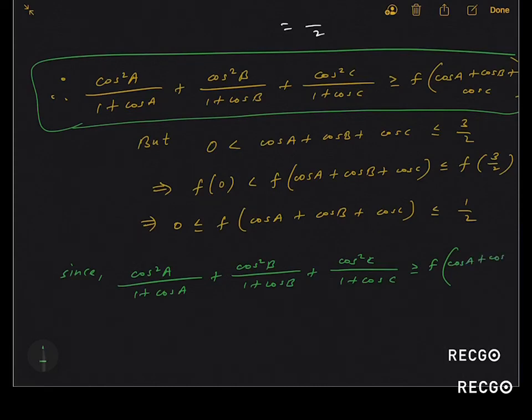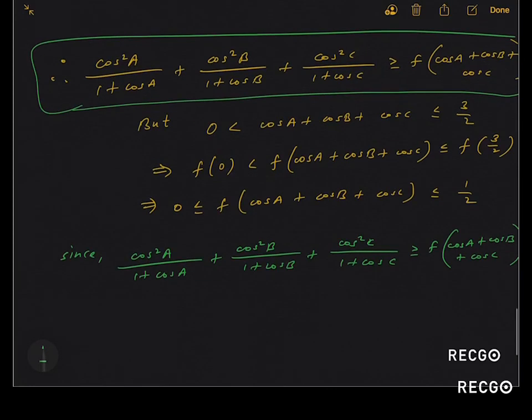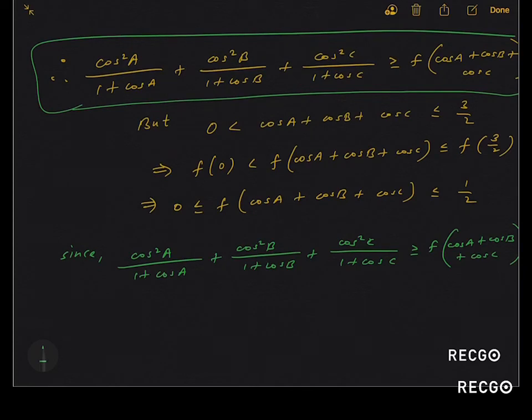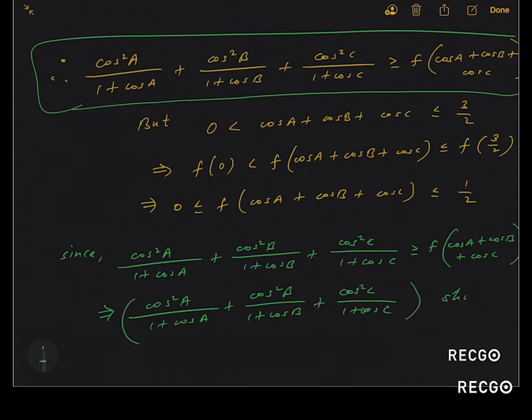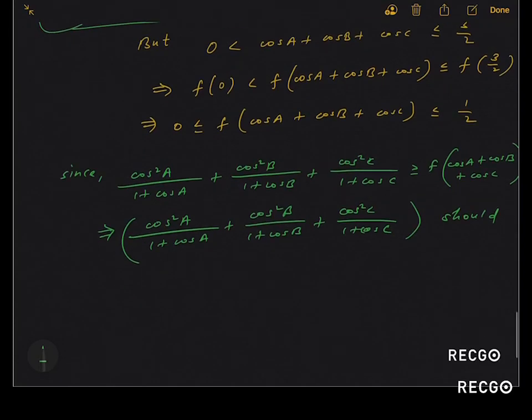Since the expression on the left hand side, that is cos square a by 1 plus cos a plus cos square b by 1 plus cos b plus cos square c by 1 plus cos c, is greater than or equal to the expression on the right hand side, which is f of cos a plus cos b plus cos c, it means that the expression on the left hand side has to exceed every possible value of the expression on the right hand side. And we know that every possible value of the expression on the right hand side lies between 0 and 1 by 2, as you can see in the yellow line. I have just proved this for all possible values of f of cos a plus cos b plus cos c.